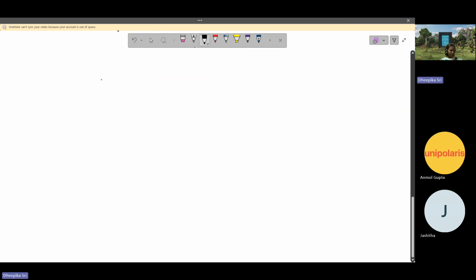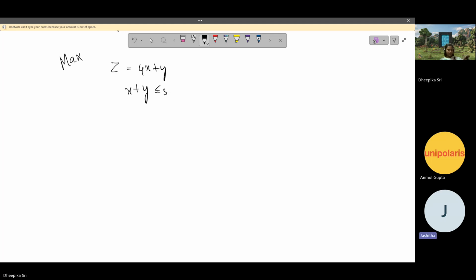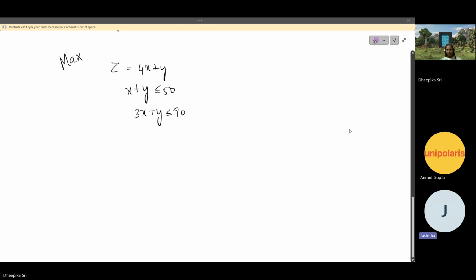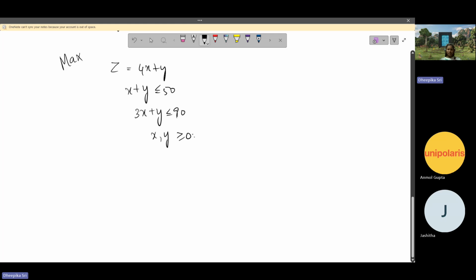We'll just see one quick question on how to get the graphical solution. So this is our question. Maximize 4x plus y subject to the constraints x plus y less than or equal to 50 and 3x plus y less than or equal to 90, and x, y greater than or equal to 0.